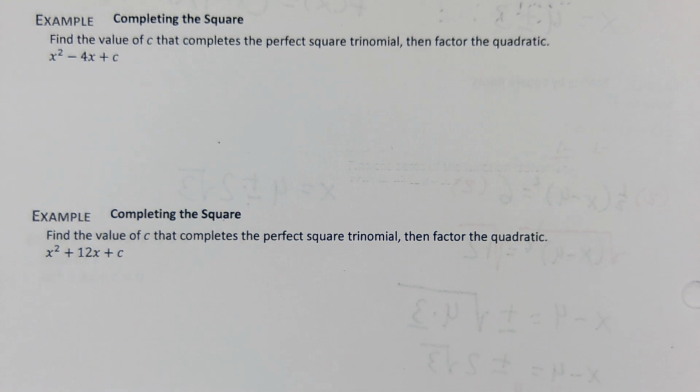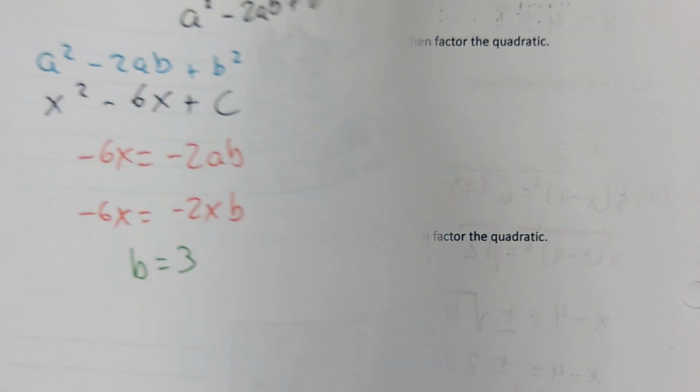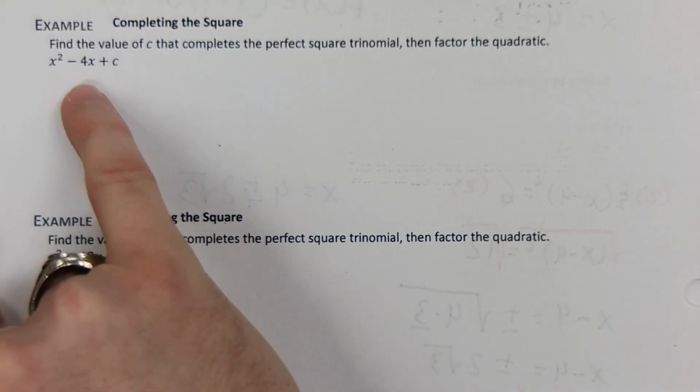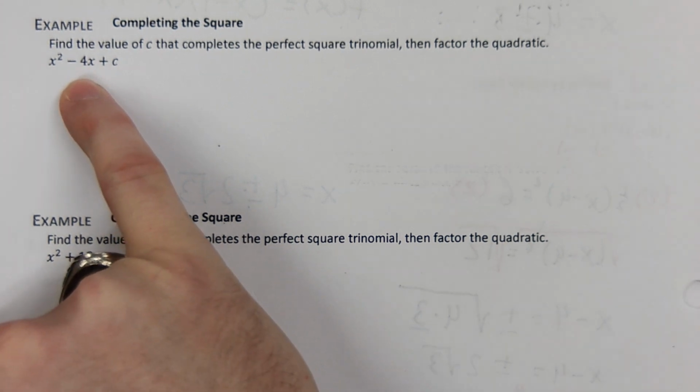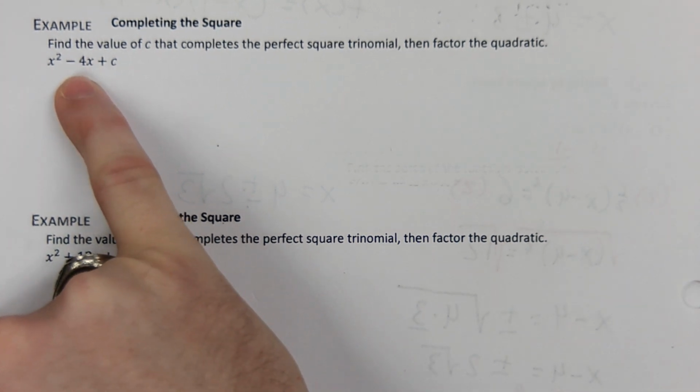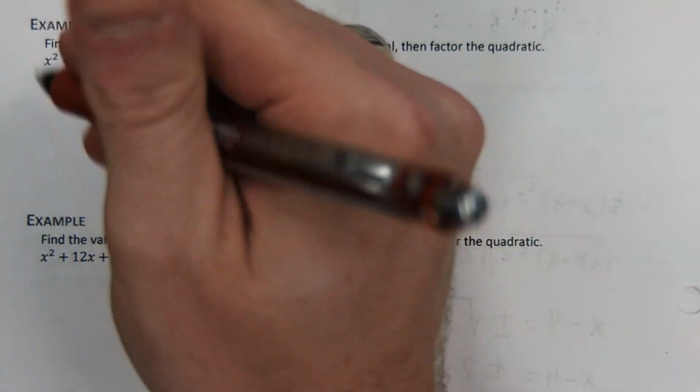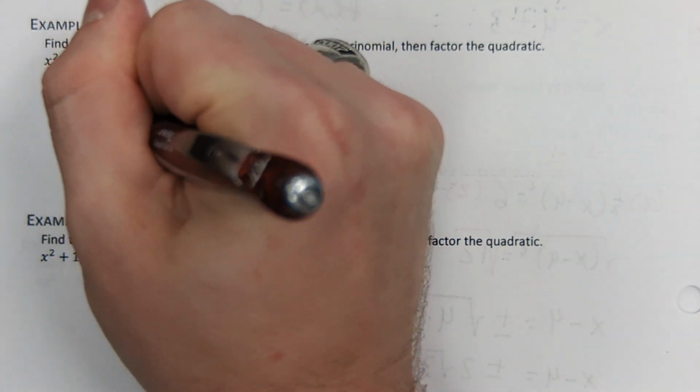Okay, so here's how the process shorthands. Instead of going through all of that, realize what we did was we said this middle term must have been 2ab, correct? It had to be. So what we're going to do is we're going to take that middle term and we're going to cut it in half.